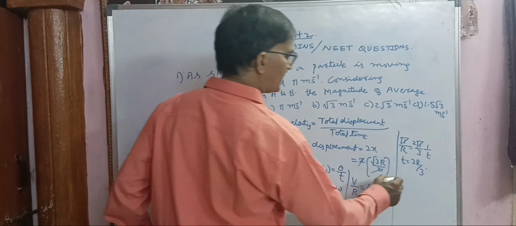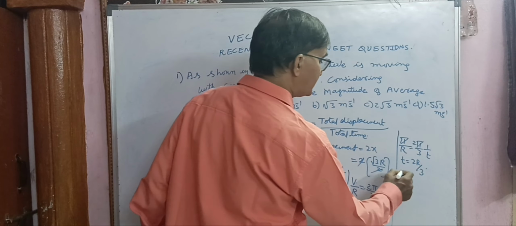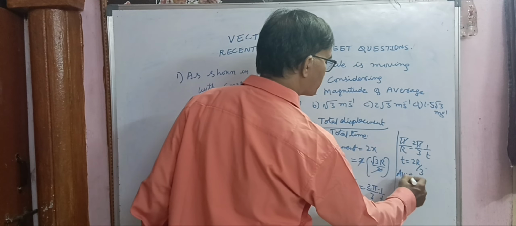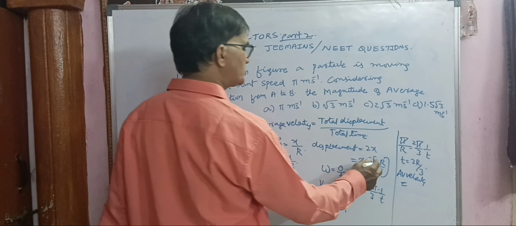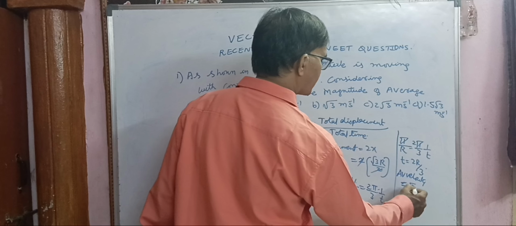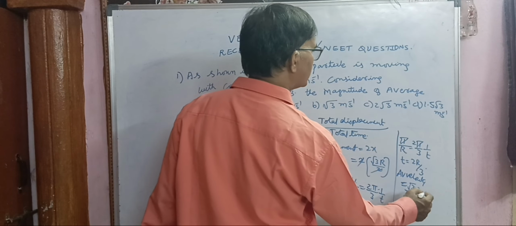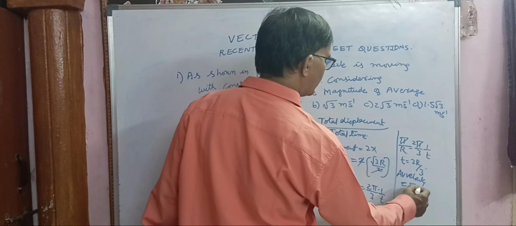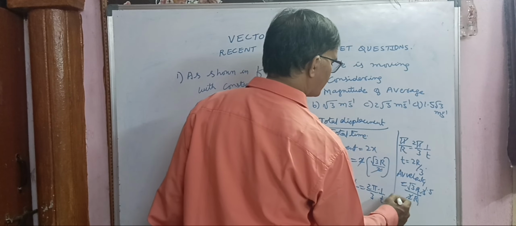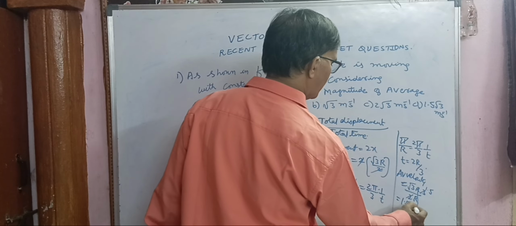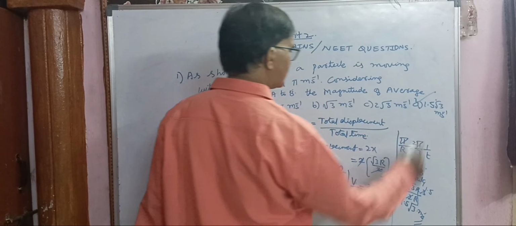Now average velocity is equal to displacement. How much did you get? Root 3R by 2R by 3. The 2R by 3 goes to the numerator. This is cancelled. This is 1.5 root 3. This answer is 1.523 meters per second. The fourth option is correct.